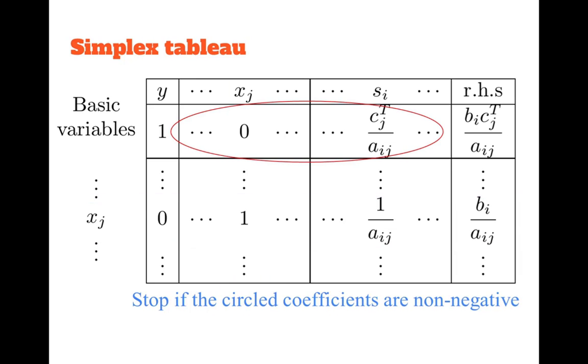And we then continue the algorithm until all of the elements in the circled region are non-negative, because si's and xj's are non-negative. So if the coefficients associated with them are non-negative, we can eliminate their roles in the optimization problem by setting si to 0, because now si is a non-basic variable.